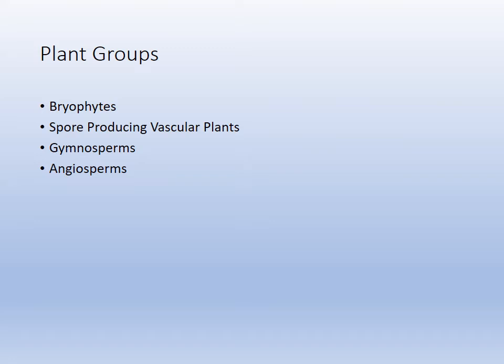And then angiosperms are the flowering plants. They're the most diverse. The flower is the reproductive organ. The fruit is a ripened ovary full of seeds. Seeds have nutrients for the young. They're the most complex of the plant groups.